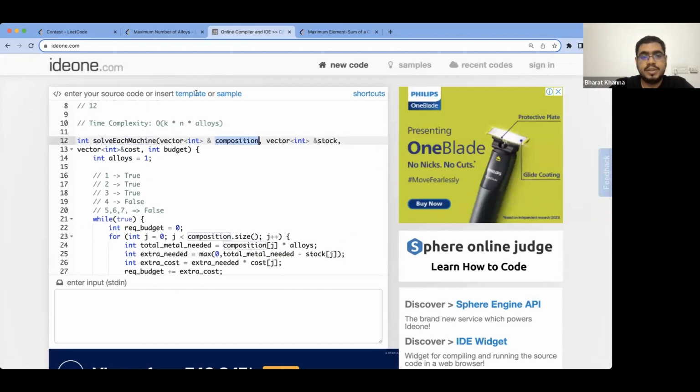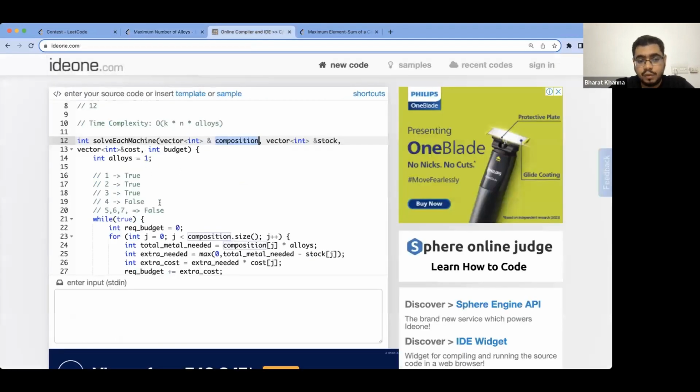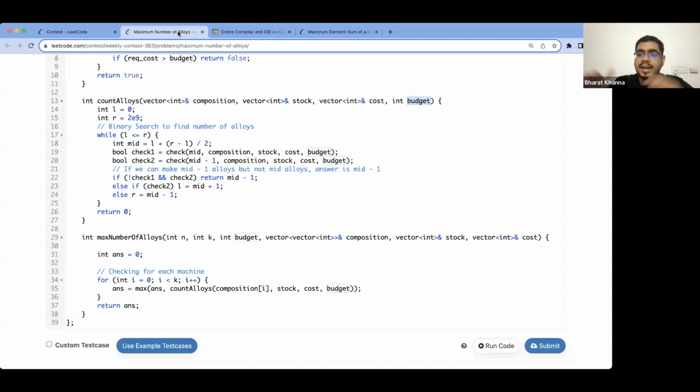Composition, stock, cost, budget. But this time, we are not going 1, 2, 3, 4, 5 like we were doing here, one by one. But we'll directly use binary search on the total answer. So what I've said, minimum alloys we can make, let's say, is 0. Maximum we can make is, let's say, a huge number, 2 into 10 to the power 9. Okay. So a minimum alloys we can make, maximum we can make.